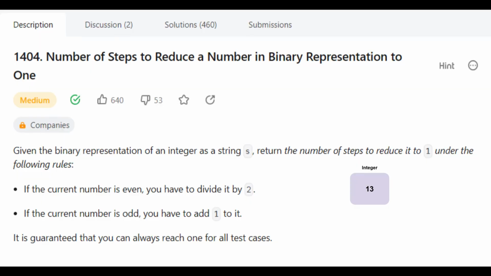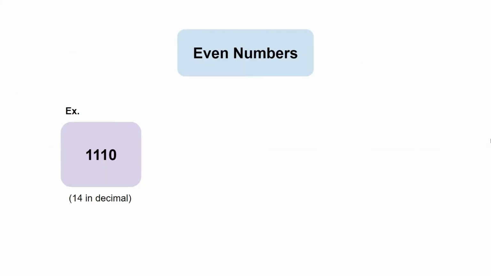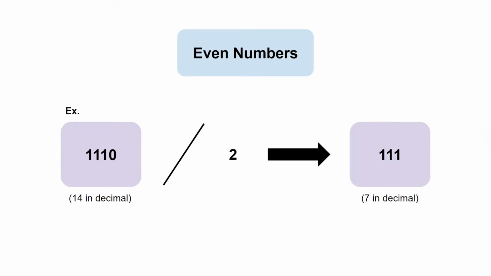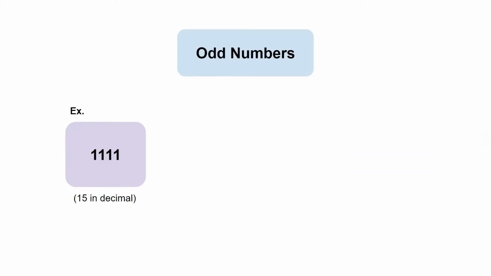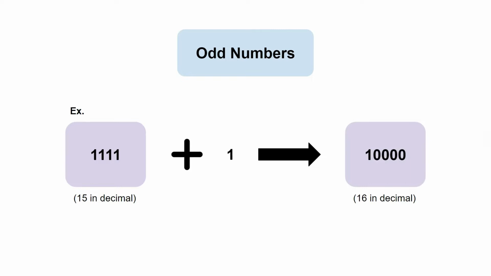In this question, we are given a binary representation of an integer and we wish to return the number of steps to reduce it to 1 under the following rules. If the current number is even, you have to divide it by 2. If the current number is odd, you have to add 1 to it.